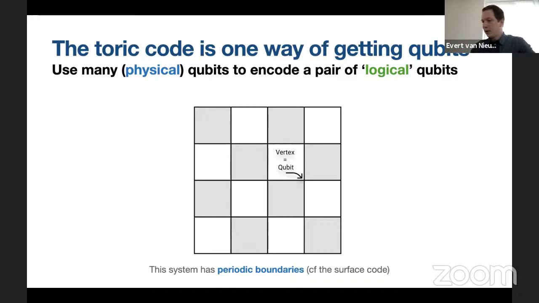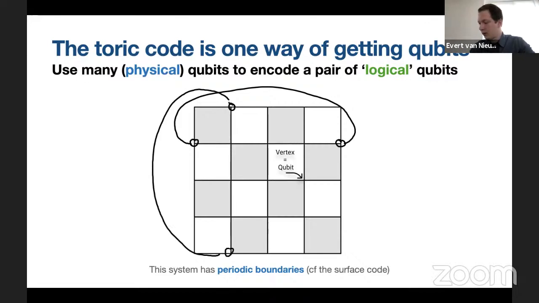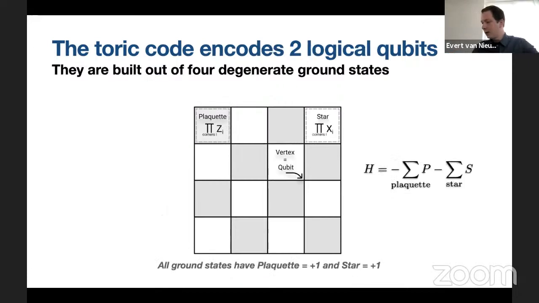And the important thing that I want to say here for the toric code for now is that it has periodic boundaries. So this qubit here is the same as that qubit there, and this one here is the same as this one down here. There's also a non-periodic version, and then it's called the surface code. That's just for you, the more you know.